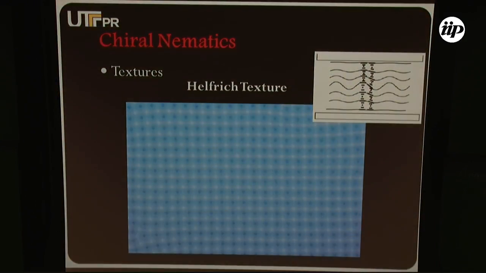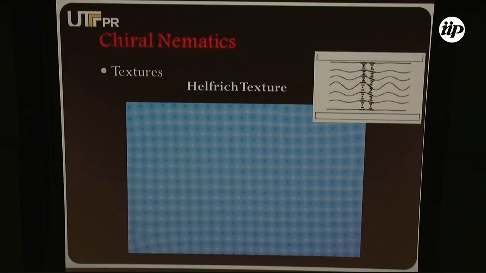And another one that's very common is this so-called Helfrich texture. It's just an undulation of this. If you think about this structure as a layered structure, you can see this undulation. And sometimes you see this 2D pattern where it's undulating in one direction and the perpendicular direction as well. And when you look from above, you see this kind of texture.